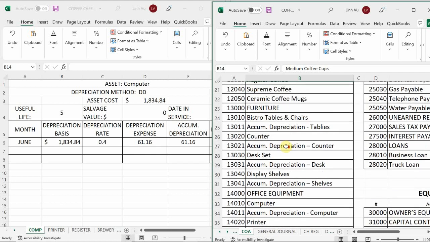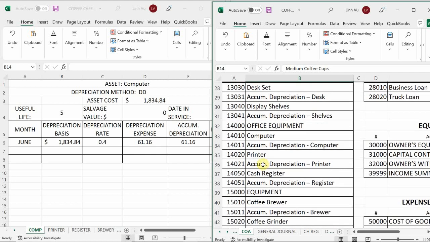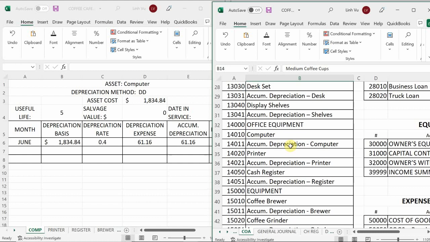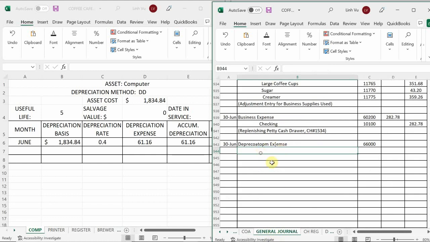So the very first contra account is for our computer. Accumulated depreciation for the computer is 14011. So that's the very first thing I'm going to do here: type in accumulated depreciation for the computer, 14011. And that cost me a total of $61.16.